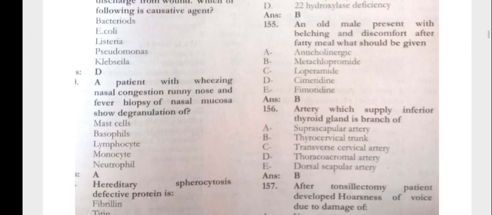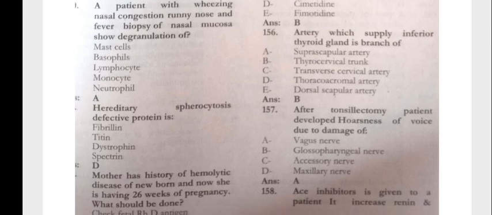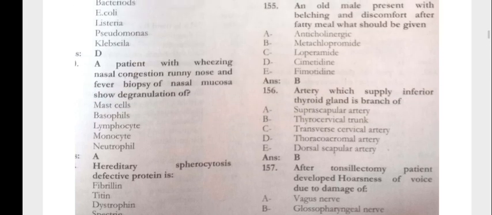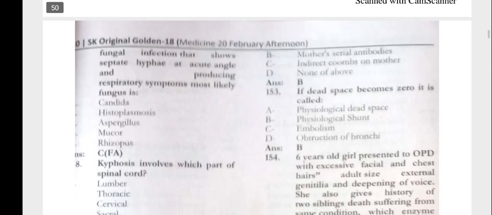The diabetic patient presents in the OPD with the oozing green discharge. Green discharge is pseudomonas. The patient with the wheezing, nasal congestion in nose and the fever. Biopsy of nasal mucosa shows degranulation of the mast cells. Hereditary spherocytosis. Defective protein is the spectrin. Mother had a history of the hemolytic disease of the newborn, and now she is having 26 weeks of pregnancy. What should be done? That is the mother's serial antibodies.